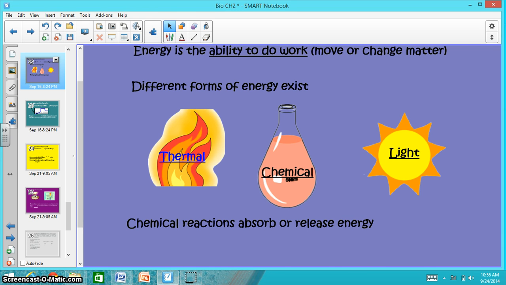A chemical reaction is any kind of reaction that absorbs or releases energy. And there's chemical reactions that are occurring all the time in your body. One of the byproducts of these is the release of heat. When your muscles contract, there's chemical reactions going on there, which causes you to heat up. Your body has to get rid of that extra heat in order for it to maintain homeostasis.